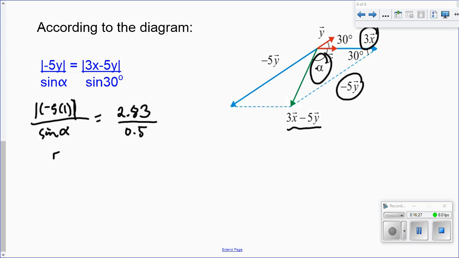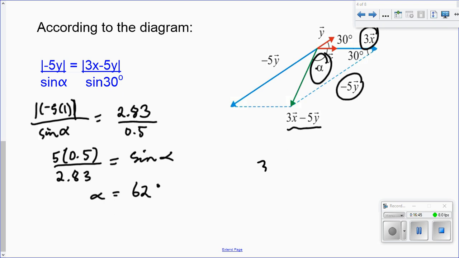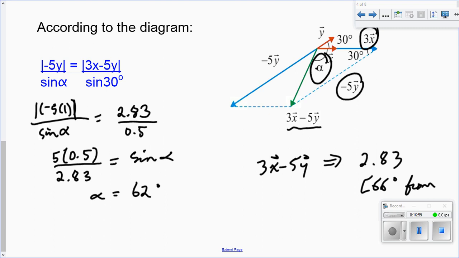So if I multiply and divide, I'm left with sine of the angle. And this angle I've got in my notes here beside me, 62 degrees. And so that's the result. So my 3x minus 5y vector is 2.83, with an orientation of 66 degrees from my vector x.